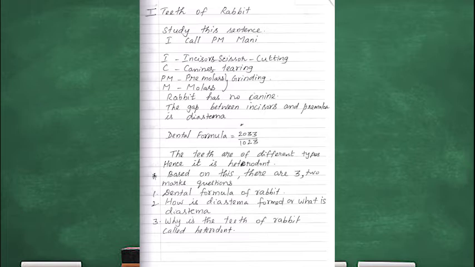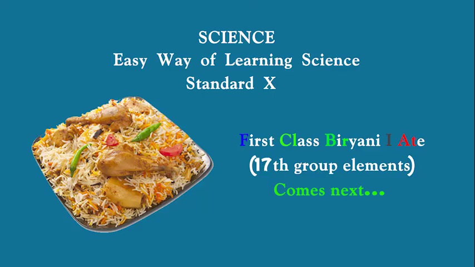Okay, I have given one sentence. With that you are able to answer 3 questions. Let us see the questions. Dental formula of rabbit. Second question, how is diastema formed, or what is diastema? Why is the teeth of rabbit called heterodont? These 3 questions are given in your reader at the back page. You remember one sentence, then you are able to write 3 answers. So it is an easy way.